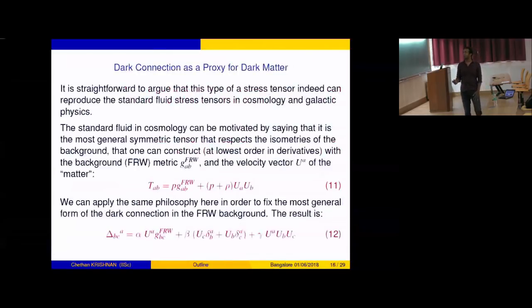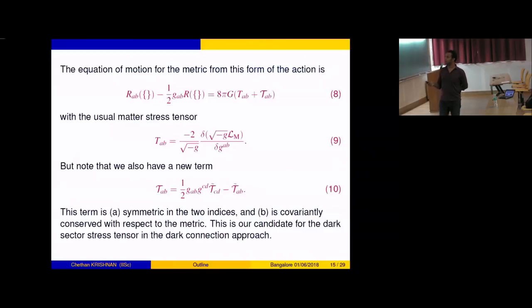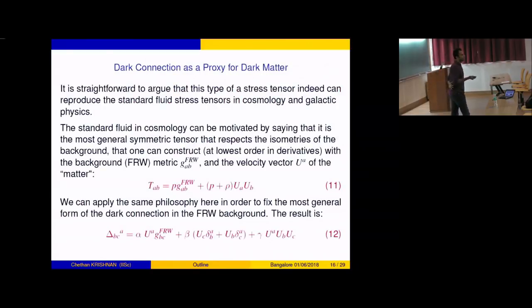Now we'll say some minor things, which are trivial facts again. It is straightforward to argue that this type of stress tensor can indeed reproduce a standard fluid stress tensor in cosmology and particle physics. It's a minor check in some sense, because if you have an object delta which you can use to construct a T, generically you might expect that you can always manage to construct the right one.